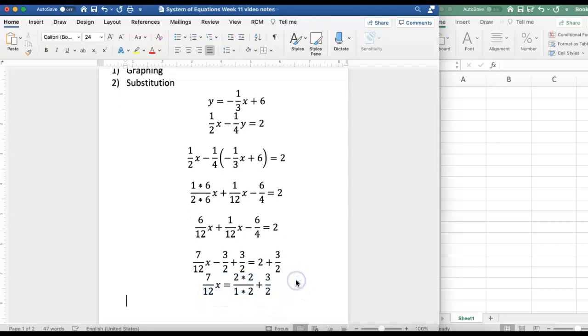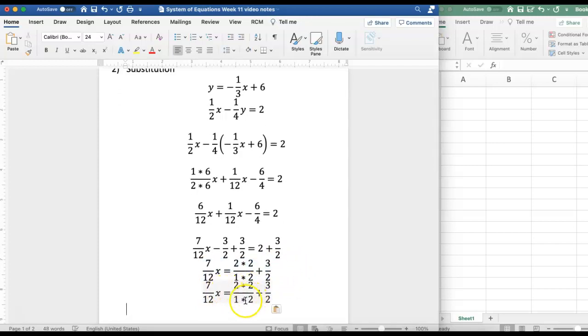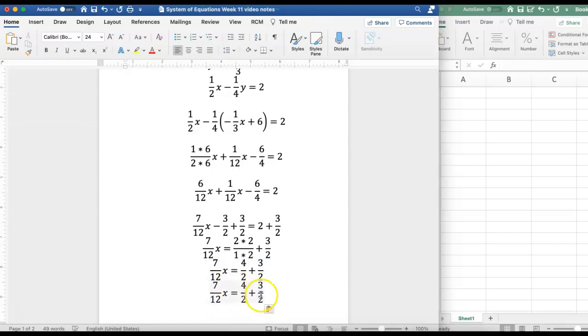Copy, paste. So I have the 2 on the bottom. 1 times 2 is 2. 2 times 2 on the top is 4. So I have 4 halves plus 3 halves, which, when I'm adding fractions, means I keep the denominator the same. I'm going to get rid of this. And 3 plus 4 gives me 7 halves.